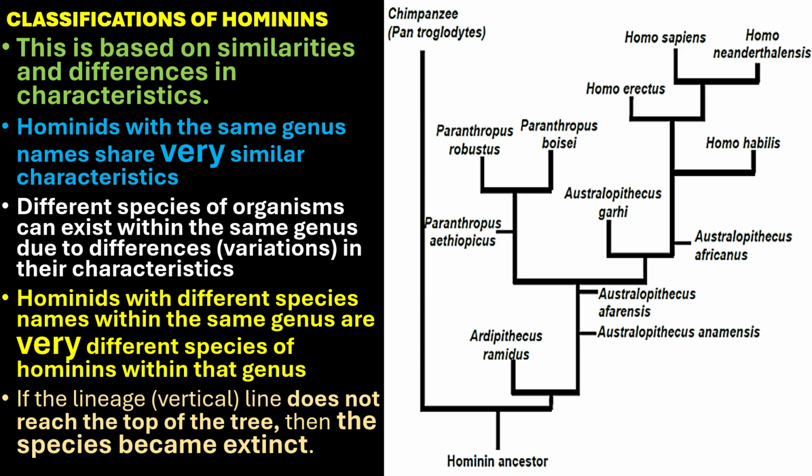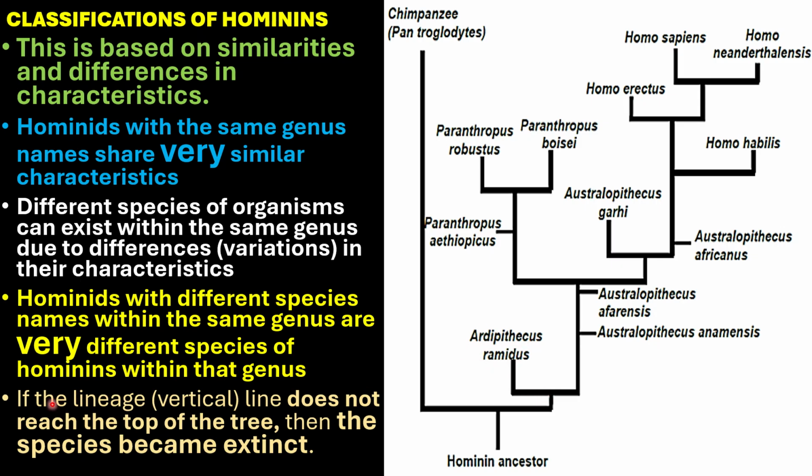If the lineage, that's a vertical line, does not reach the top of the tree, then the species become extinct. So if you check here, this is the common ancestor, and there is a split here, meaning a new species appeared, speciation occurred. It led to the formation of chimpanzee. Then the species actually appear different from the common ancestor, but then something new formed, and then the new thing that formed also split, and it led to the formation of adaptations.